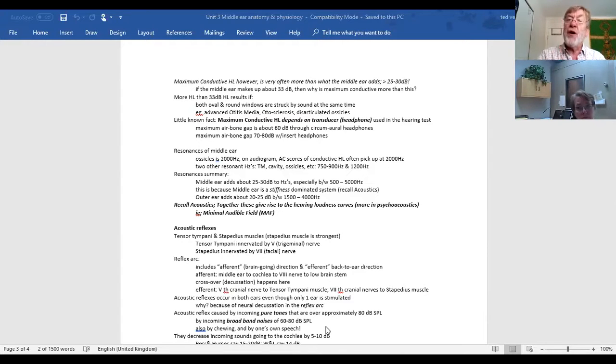So what pathology is going to make this happen? Well, if you are missing ossicles, think about it. Go to our pictures here. If you remove your ossicles, or you took this all out, let's say you took out the eardrum and the ossicles, well, sound waves would come whistling down your ear canal. They'd hit the oval and round windows at the same time.